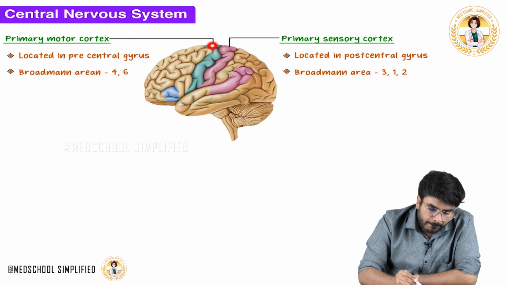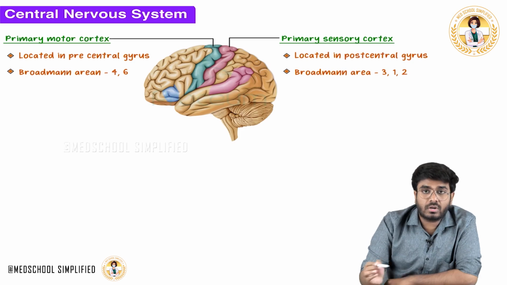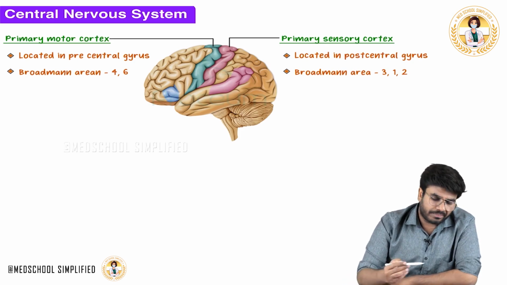Now let's talk about the motor cortex. The motor cortex is the precentral gyrus. We'll discuss the motor cortex in detail later; it is further divided into 3 types.